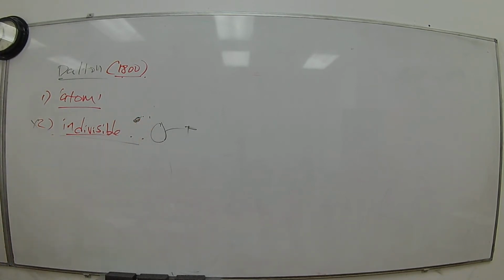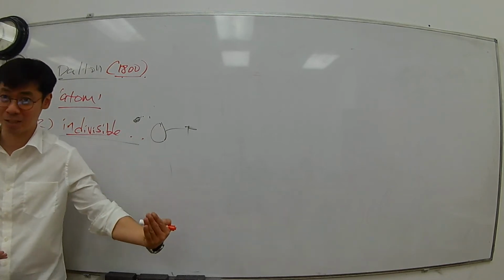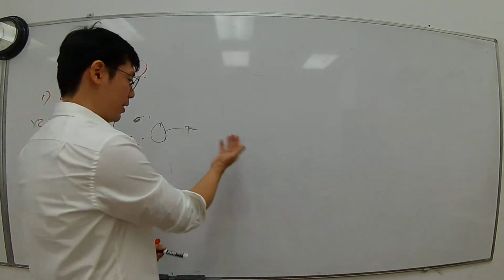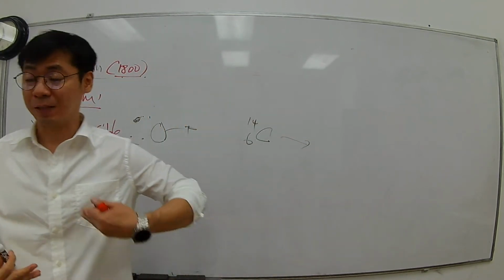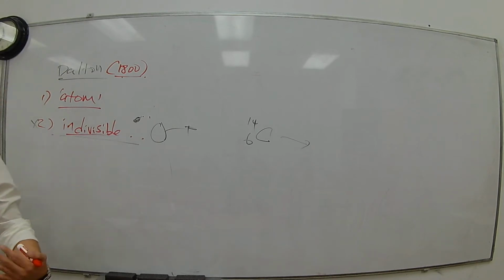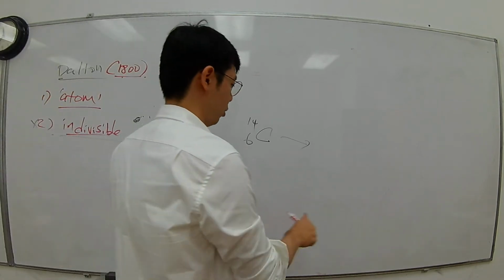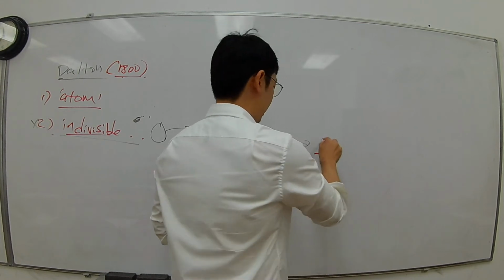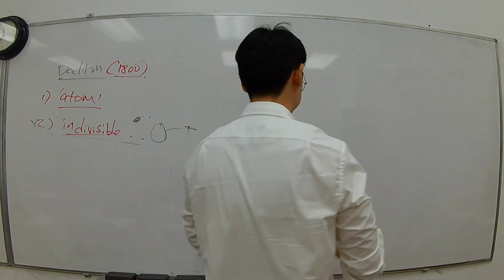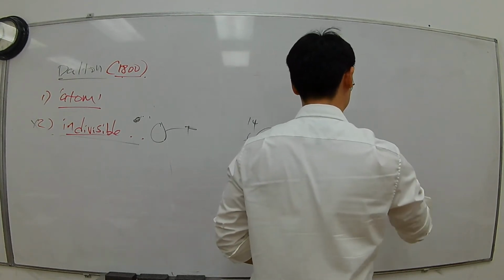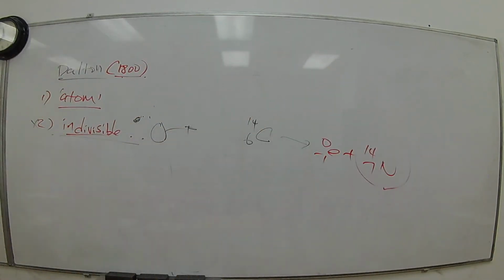Also, we have nuclear decays. For example, we've got C14, and the nucleus gives something away, like a neutron or something like that, or electrons, the electron particles, the beta particles, and it turns into something else. So is it truly indivisible? I don't think so. He said it back then, but I don't think so.